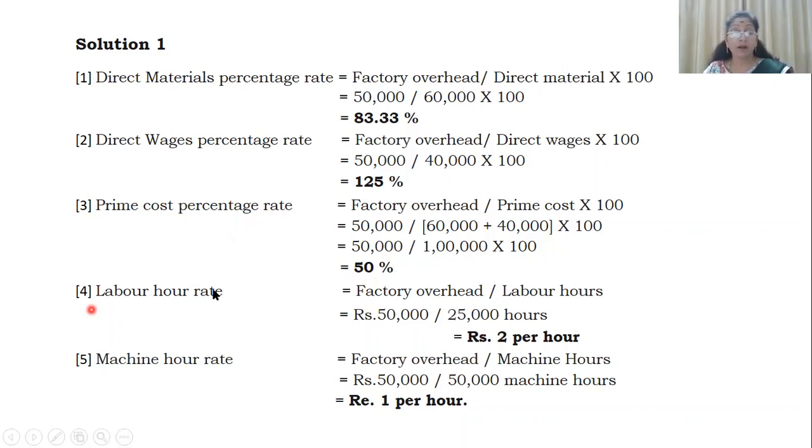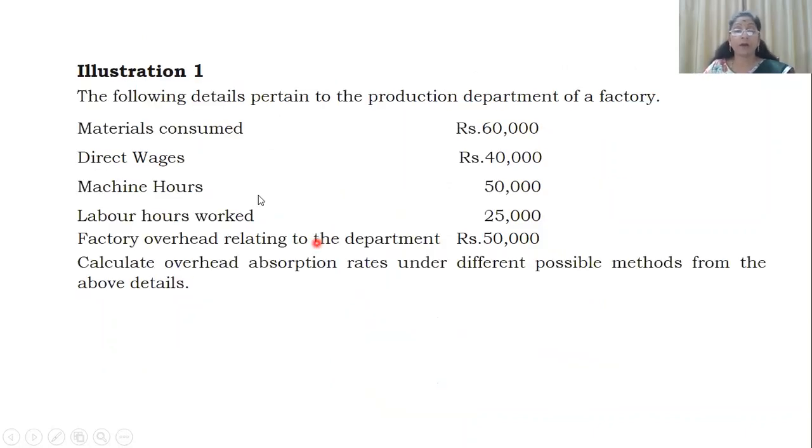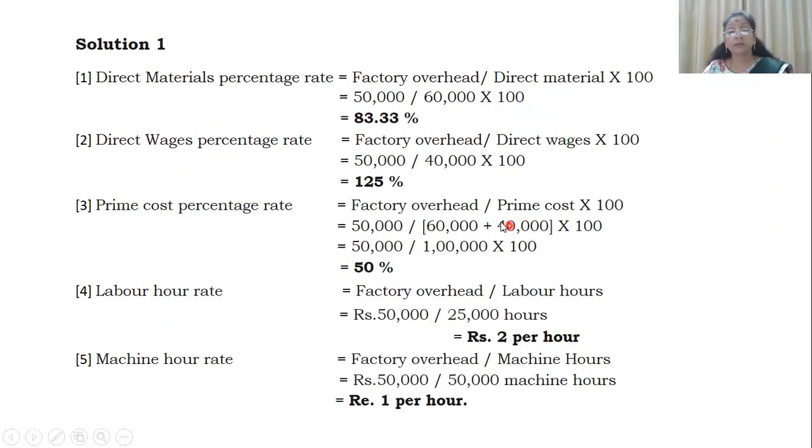Then the labor hour rate. Here the rate is different for both. What is the formula? Factory overhead divided by labor hours. Factory overhead is rupees 50,000 and labor hours worked are 25,000, given in the problem. So 50,000 divided by 25,000 hours gives rupees 2 per hour.